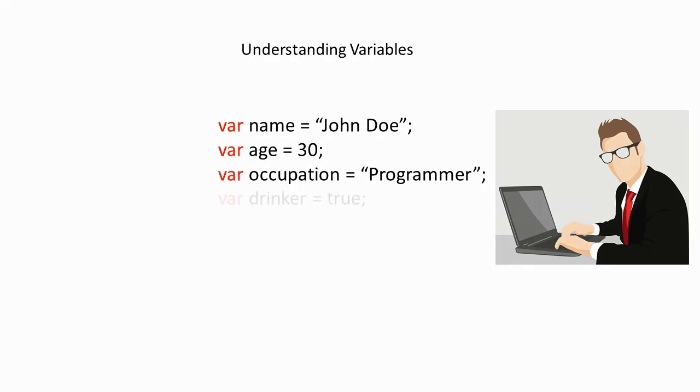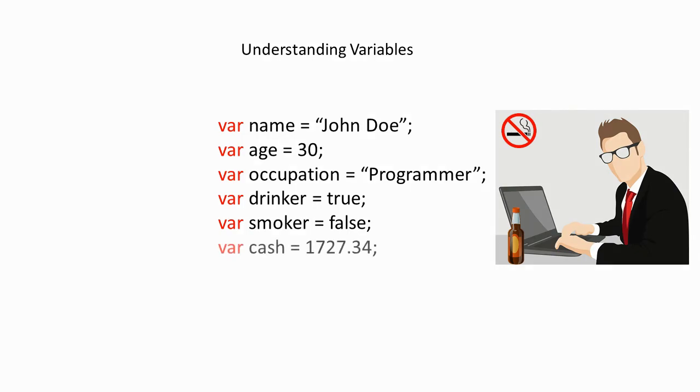Now we will declare that John is a drinker, and we will give this a Boolean value of true. But John doesn't like to smoke, so we'll give this a Boolean value of false. Last, we'll declare a variable called cash and assign it a value of around 1700. John's banking. Now, let's go to CodePen and see how we can apply these variables in real time.